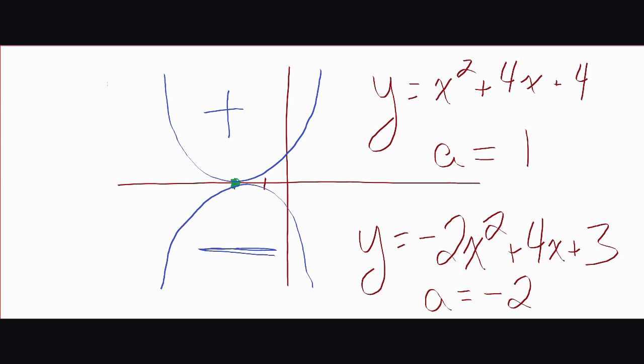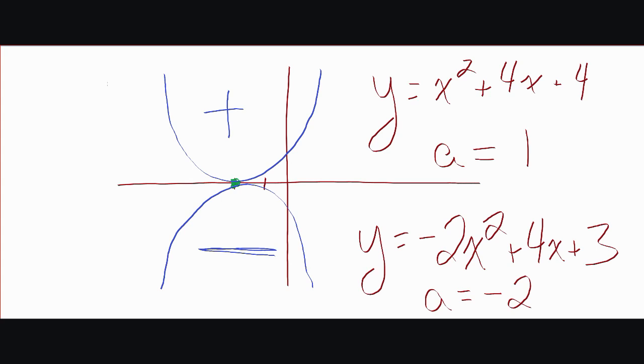So when a is positive, we know our parabola opens upward. When a is negative, we know our parabola opens downward. I don't care what the other numbers are at all when I'm deciding if it opens up or opens down. All we care about is a. If a is positive, it opens up. If a is negative, it opens down. It's that simple. So we've established that it opens upward.